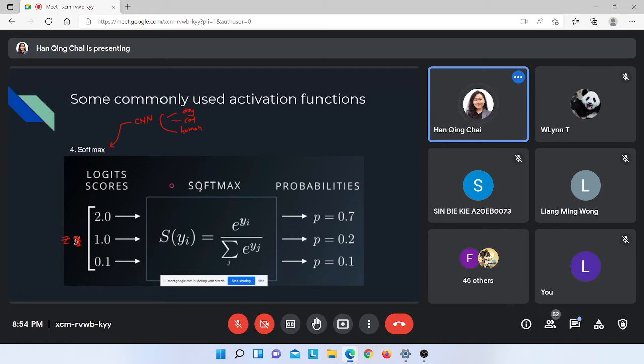This part I won't explain. It's just that it will produce a set of probabilities. And why does this set of probabilities matter?